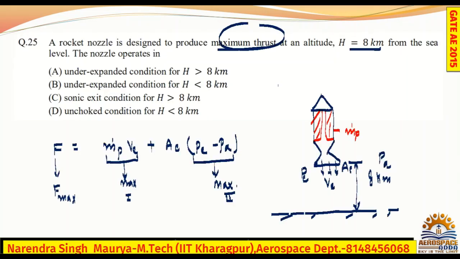Because if altitude is changing, definitely the exit velocity will not depend on altitude. It is 8 kilometer or more than 8 kilometer or less than 8 kilometer, doesn't matter for exit velocity. It depends on the chamber pressure and the chamber temperature. Similarly, mass flow rate of the propellant also is not depending on the altitude. But the second term, pressure, you can check, depends on the altitude. All right. Now, if altitude is increasing, we'll go for the second.